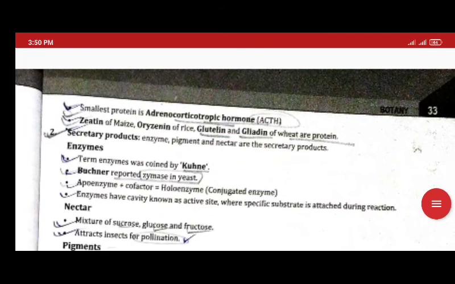Rubisco is in plants. The smallest protein is ACTH. ACTH is secreted from the pituitary gland. Now gluten in maize, oryzenin in rice.